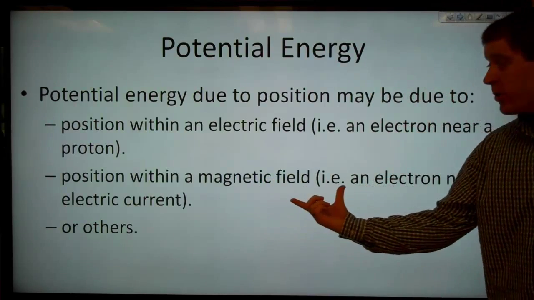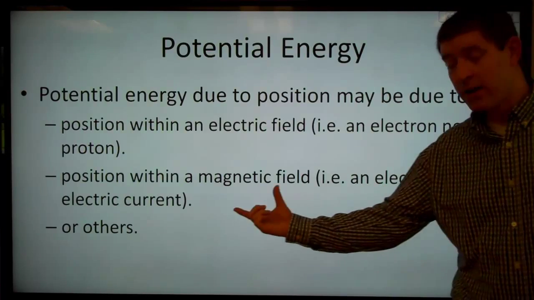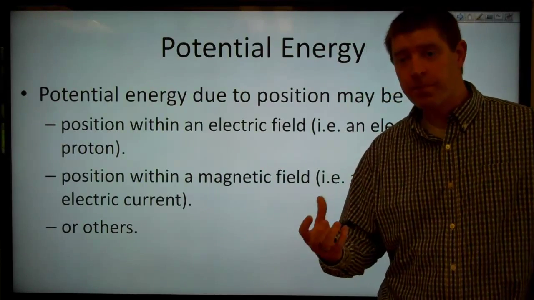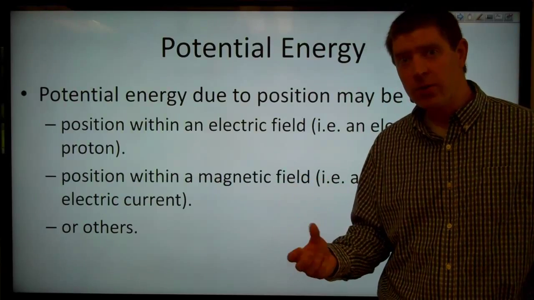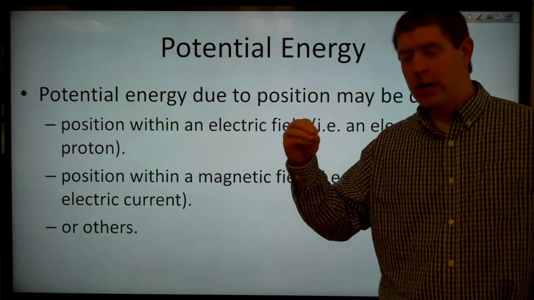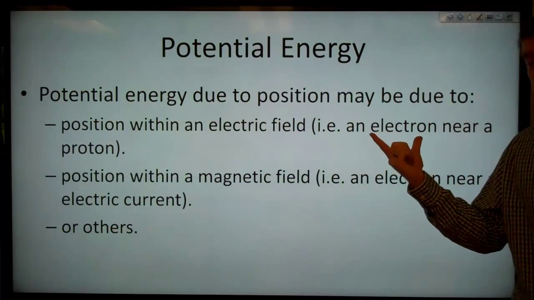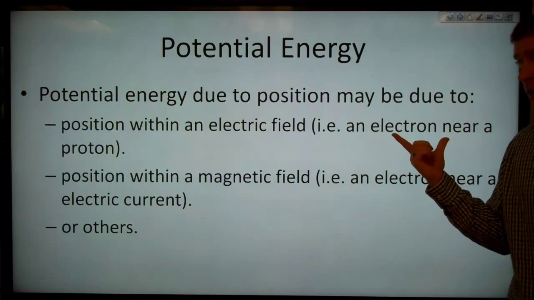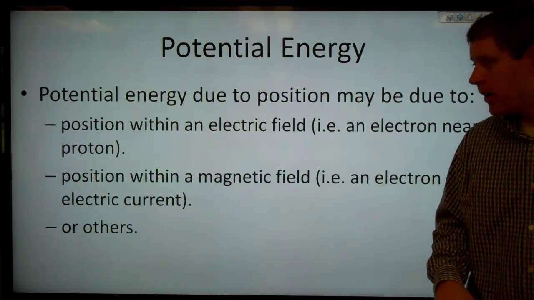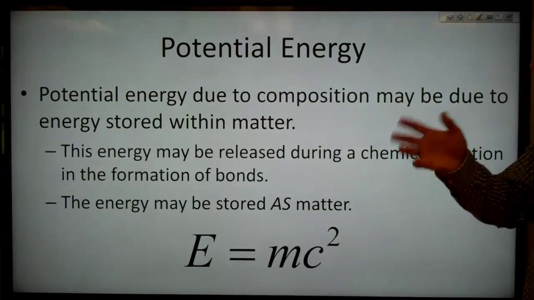Potential energy could also be due to position within a magnetic field. So this is like an electron near an electric current. If we have an electric current, that creates a magnetic field. And if we have something that's magnetic, an electron is magnetic, near that magnetic field, it acts the same as an electron and a proton with each other: it'll either be attracted to or repelled. There are other forms of potential energy as well. I don't want to get into those.